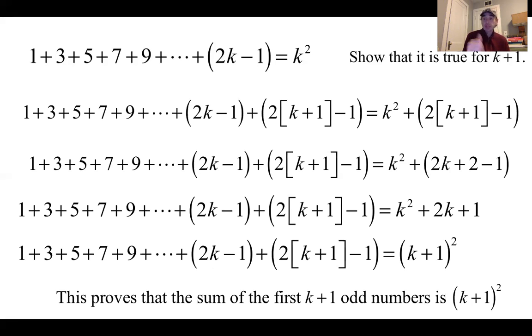So this proves that the sum of the first k plus 1 odd numbers is k plus 1 squared. We did step 1, showing it was true for 1. And we showed step 2, assuming it's true for k, showing it's true for k plus 1. That's the principle of mathematical induction.